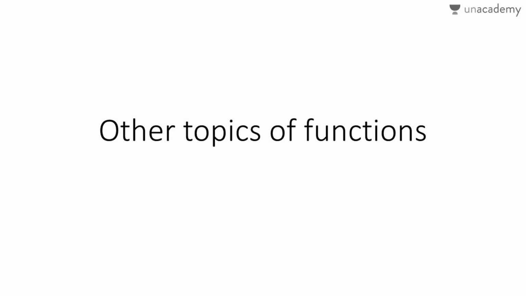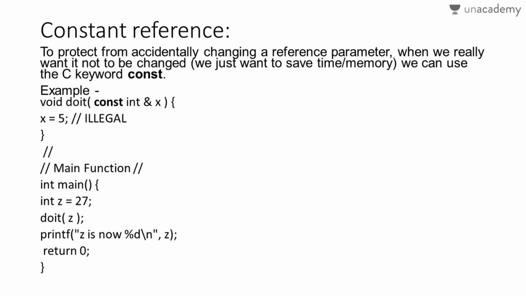Hello. So today we are going to deal with the other topics of functions. Constant reference. In order to protect from accidentally changing a reference parameter, when we really don't want to change it, we can use the C keyword called const. So const is used whenever you have a reference parameter, that is a variable reference, that you don't want to change throughout the program.